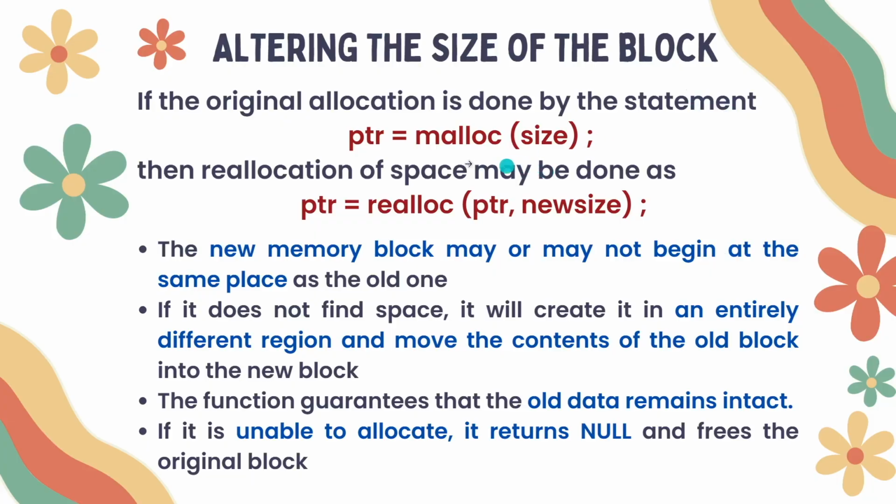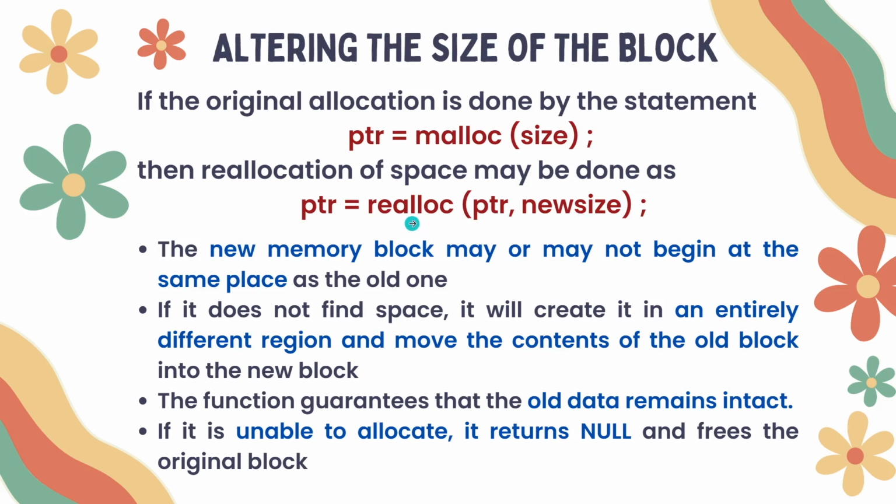And the next function is how to alter the size of the block which we have already allocated during runtime with the help of malloc. Imagine that we have allocated memory with the malloc function, and ptr is the pointer pointing to it. If we want either to expand the size of the block or to shrink it, then we make a call to the function realloc, passing the same pointer ptr as an argument, and we specify the new size.